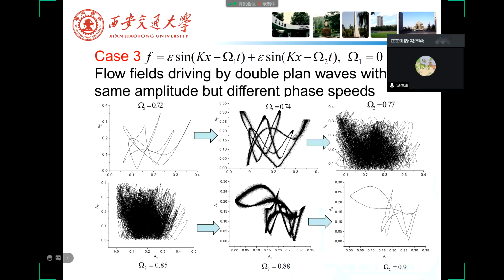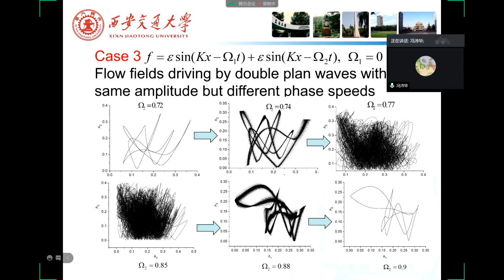drive this wave field with a very special case, which is a pair of plane waves, actually a standing wave and a traveling wave. The standing wave has zero phase speed, and the traveling wave is denoted by omega 2.